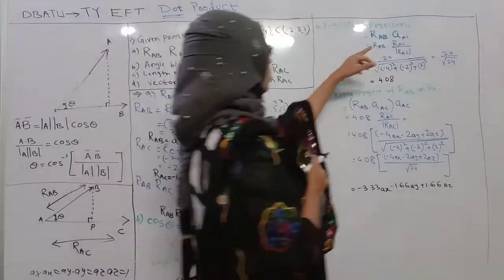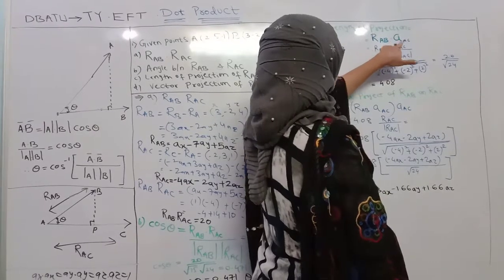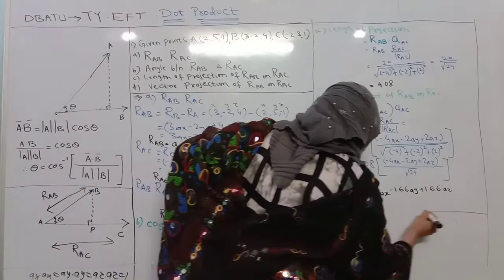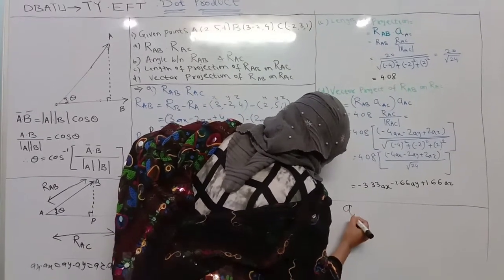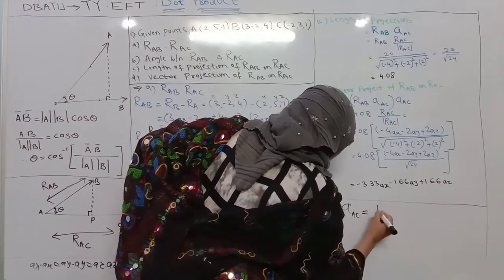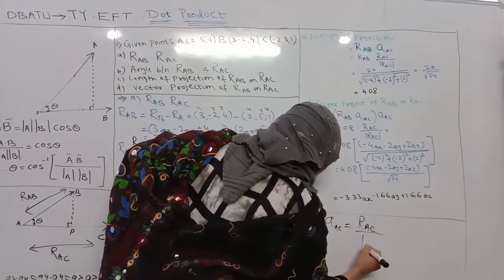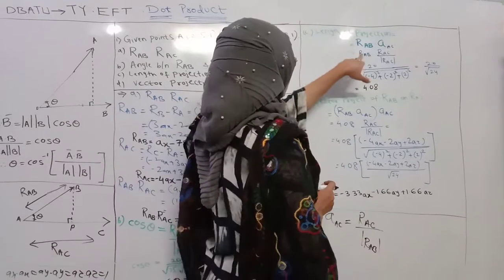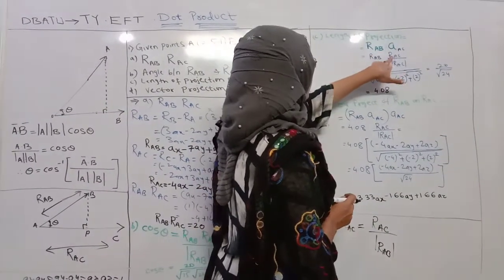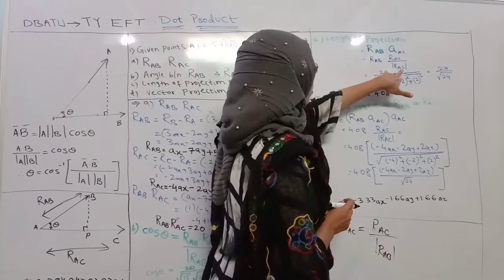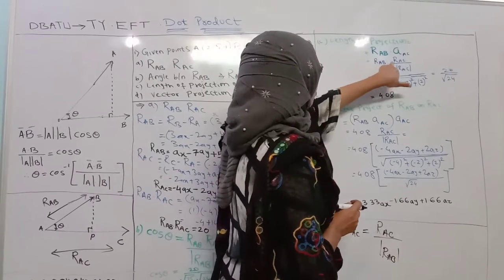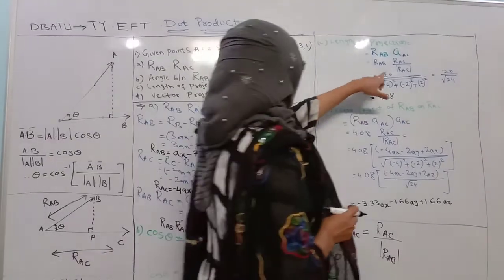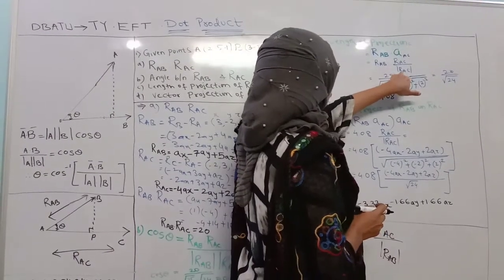So AC will be my unit vector. RAB dot AC. AC we already know very well, as we have done in the previous lecture. Any unit vector is the vector divided by its magnitude. Similarly here, RAB dot AC, where AC is RAC divided by mod of RAC. RAB dot RAC we have already calculated as 20, so this 20 will be divided by mod of RAC.